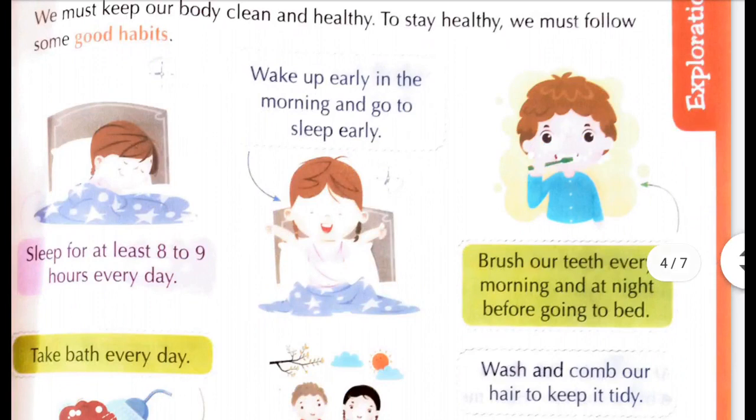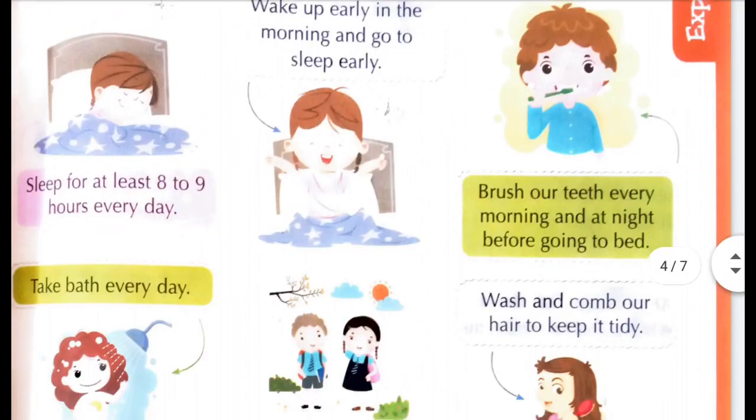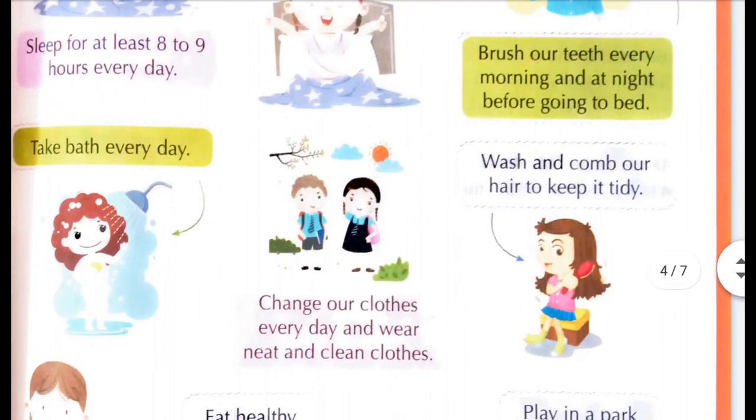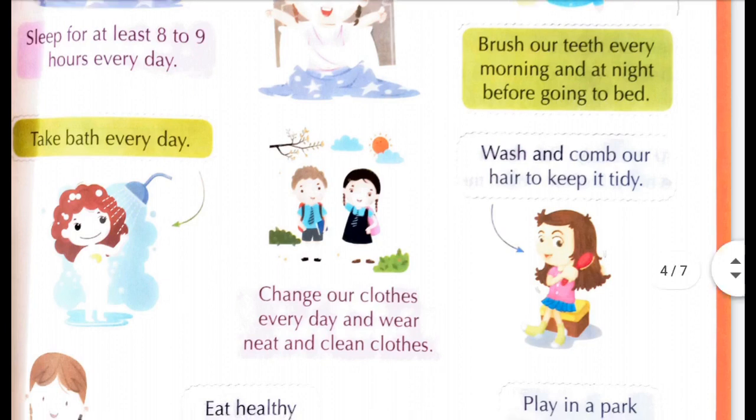Sleep for at least 8 to 9 hours every day. Wake up early in the morning and go to sleep early. Another one, brush our teeth every morning and at night before going to bed. Next, take a bath every day. Next, change our clothes every day and wear neat and clean clothes. Another one, wash and comb our hair to keep it tidy.